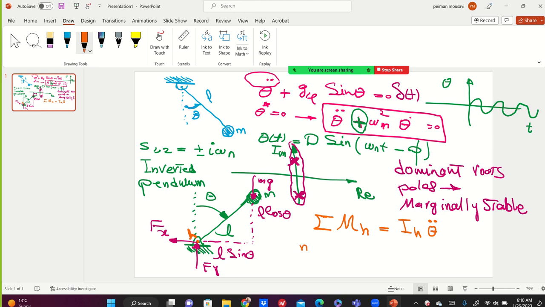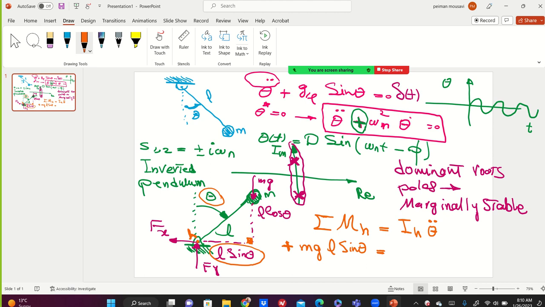So it is mg times the normal distance. Normal distance means this: L sine theta. Based on what I taught in the previous class, what's the sign of this? Positive or negative? I told you resisting the motion is negative, helping the motion is positive. If you apply mg, what's gonna happen to theta? Increasing or decreasing? Increasing. So it's helping the motion. Plus.